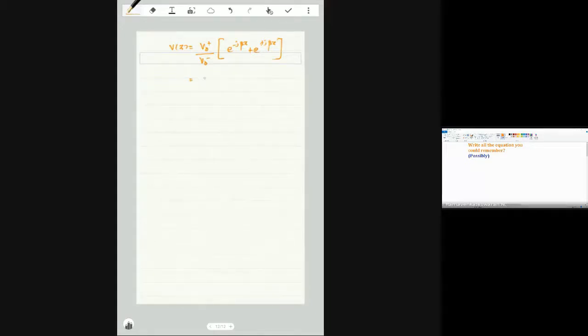I think I'm missing something here. Probably it could have been V naught plus, V naught minus here. I've taken V naught minus here, so it becomes V naught minus. V naught plus e power V naught minus. So I'm going the reverse way. Probably I'll write it again.